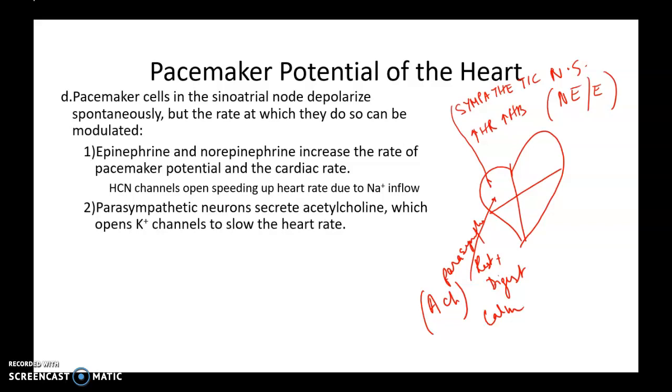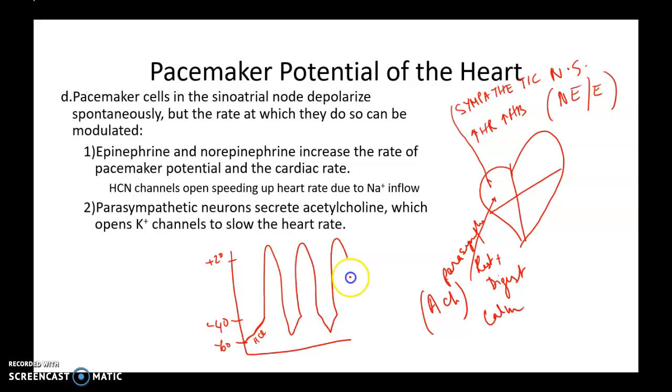So if I draw it out, -60, right? -40, +20, -60. So when the heart is under the influence of epinephrine and norepinephrine, what happens is this thing is faster. The HCN channels and diastolic depolarization are faster because a lot of sodium is rushing in super fast. It's not slow. And then you have this followed by this, followed by this. It's kind of faster. So that helps to pace up the heart.